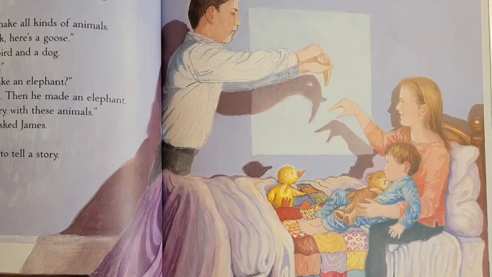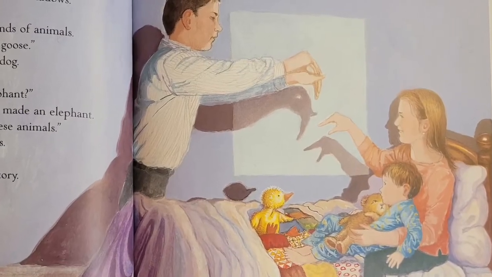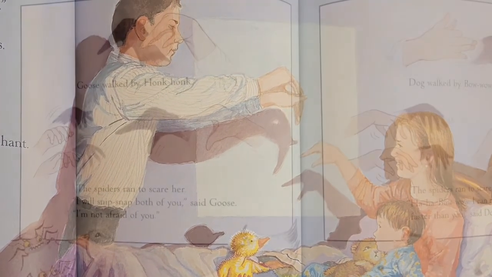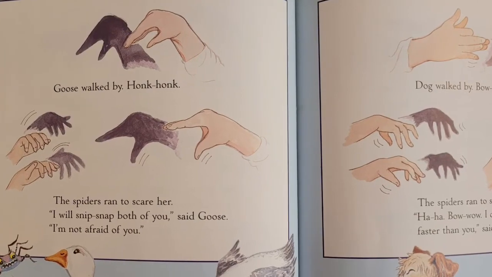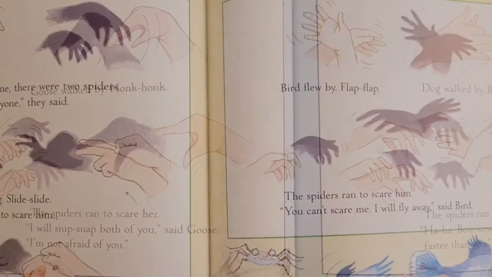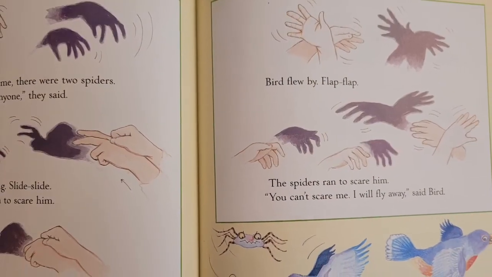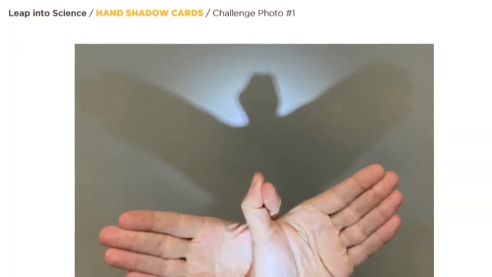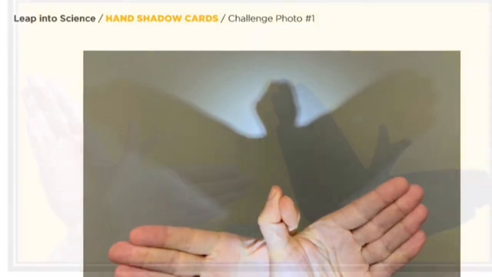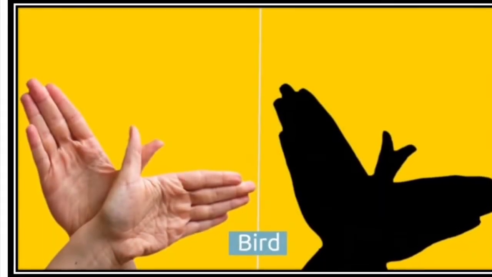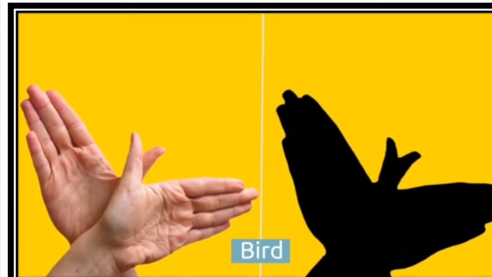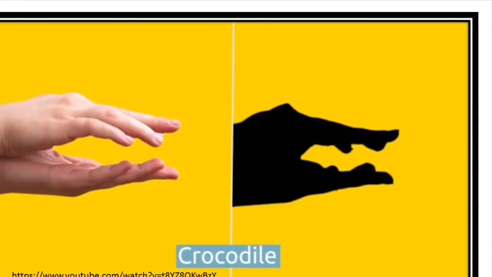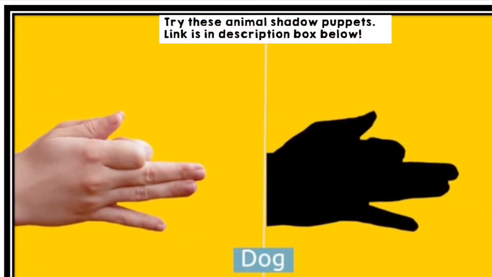In the story, the little boy and his family made up stories using their hands to make shadow puppets. They made geese and spiders and all sorts of animals. What kind of animals can you make? Take this hand shadow challenge and see if you can make these animals, like this bird, crocodile, chomp chomp, or even this dog.